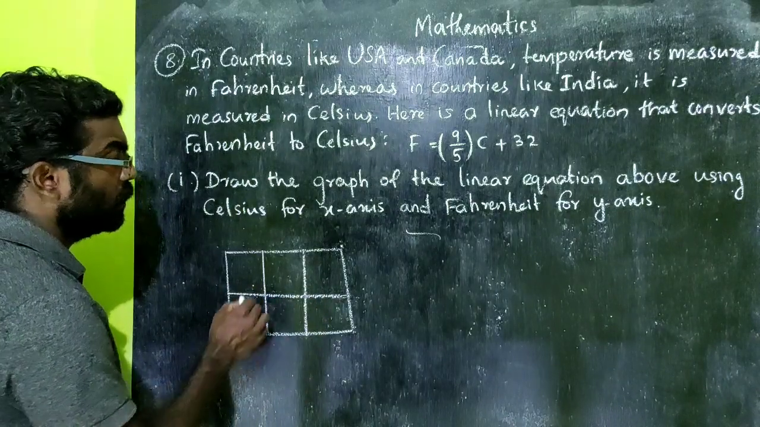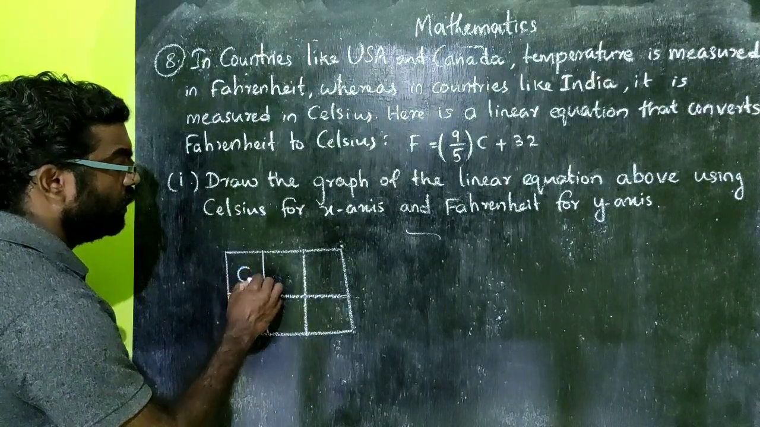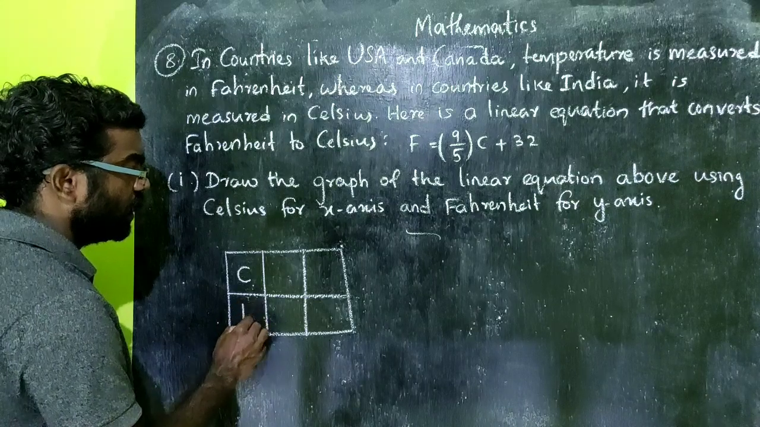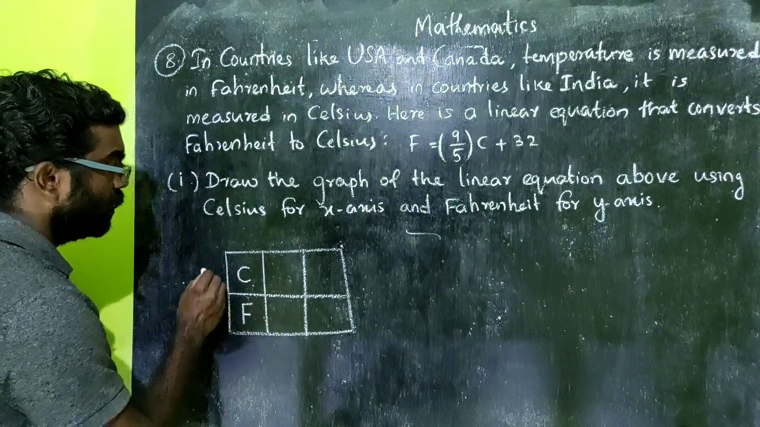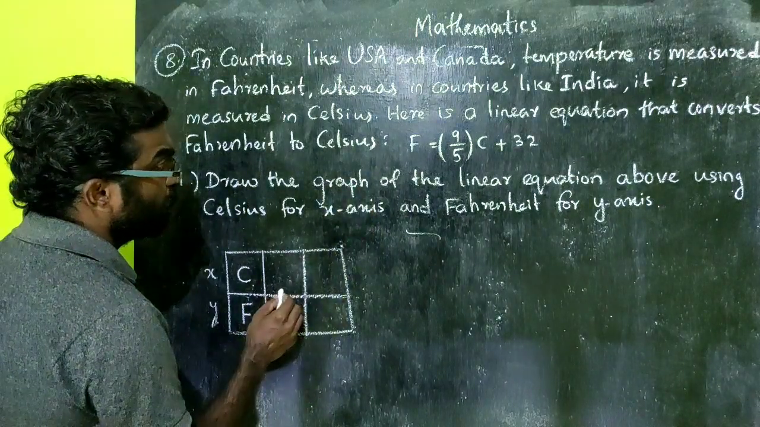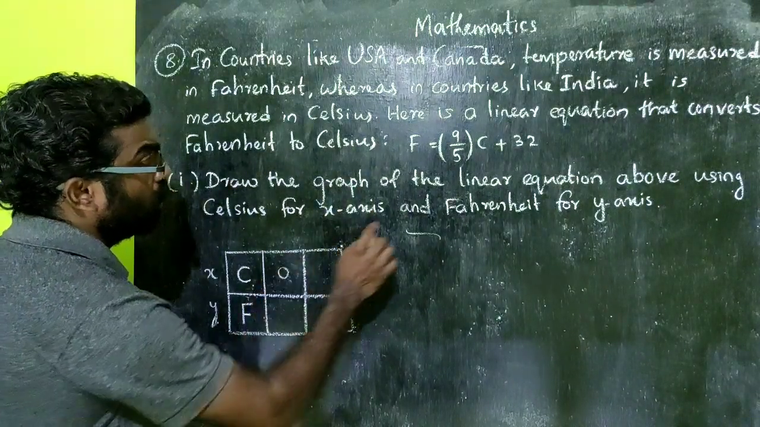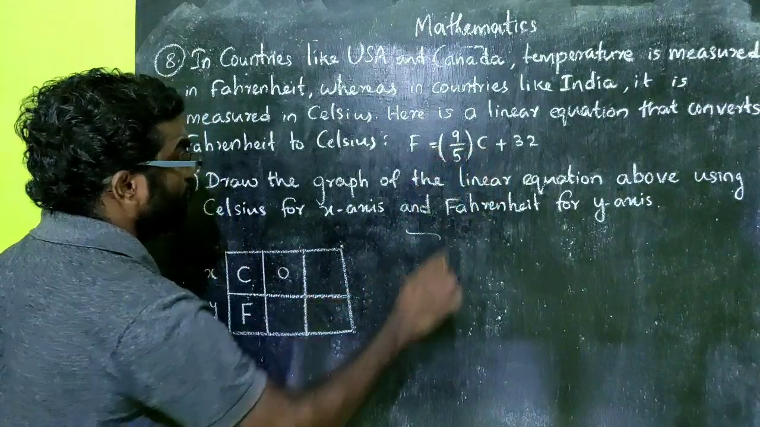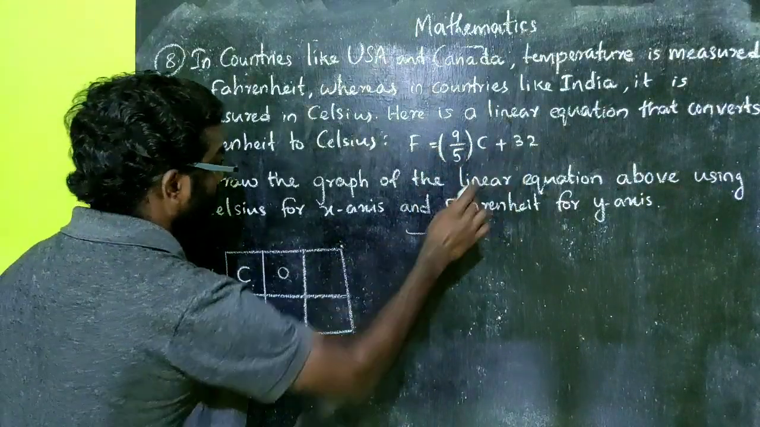Celsius for the x-axis. So here we can write C, and instead of y we can write F. Okay, x and y. And if we put C equal to 0, 9 by 5 into 0, the whole quantity is 0, remaining is 32.